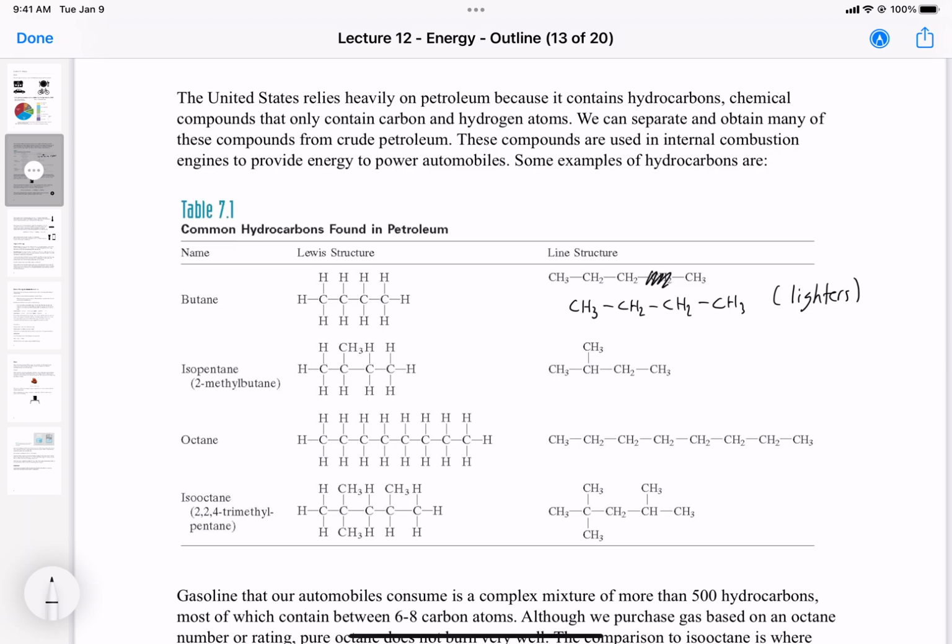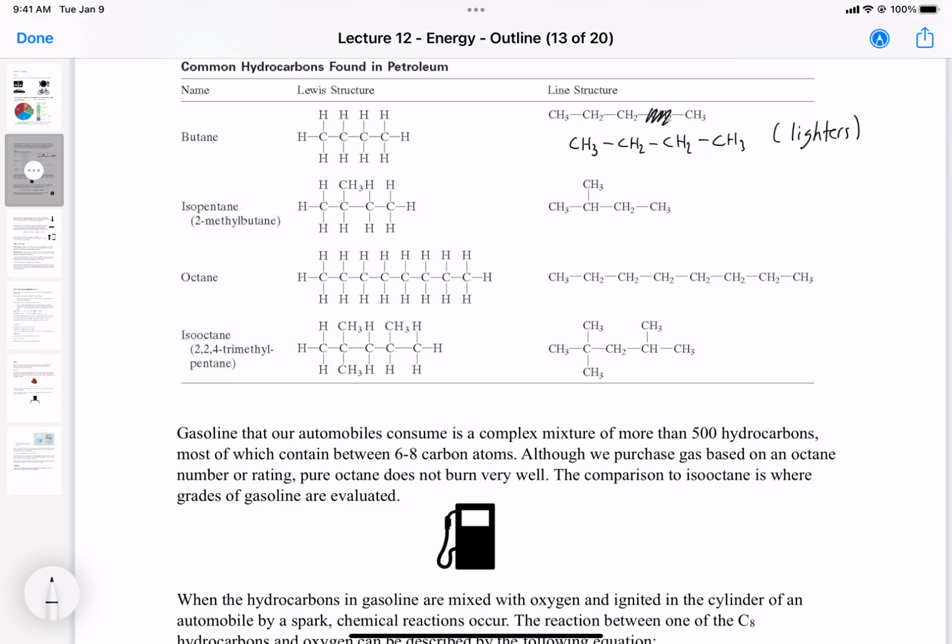So much of the gasoline we use is based on the percentage of isooctane, which has a high energy content. So you see there the octane is a straight chain alkane, whereas isooctane is branched. Usually branched alkanes have higher energy content. And so the octane rating is based on the percentage of isooctane in your gas mixture.